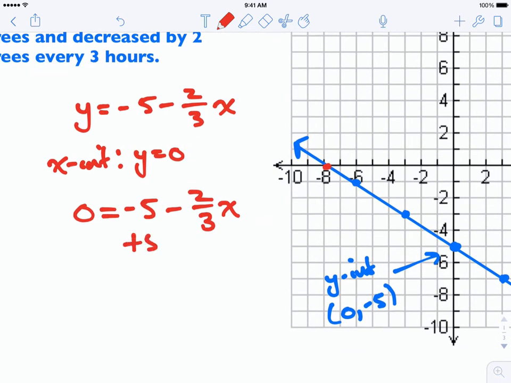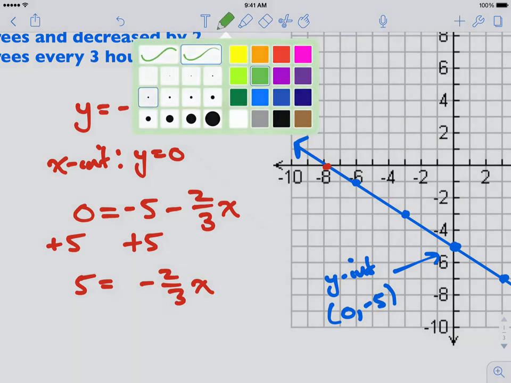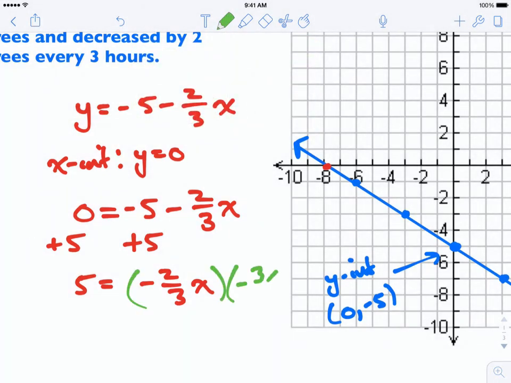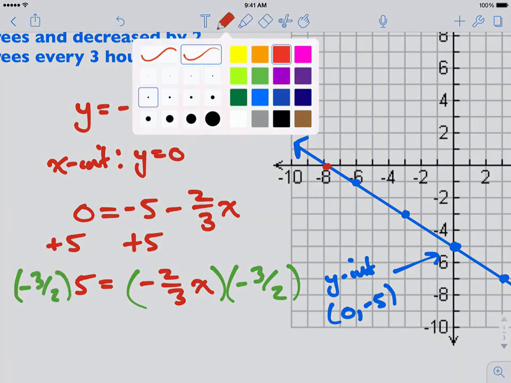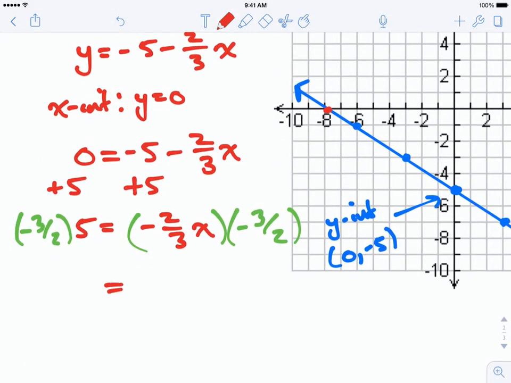Let's go ahead and add 5 to both sides of the equation. 5 equals negative 2/3 times x. Let's multiply both sides of the equation by negative 3/2, the reciprocal of negative 2/3. All right, on the right-hand side, these two multiply to 1. That's awesome, so we get x.